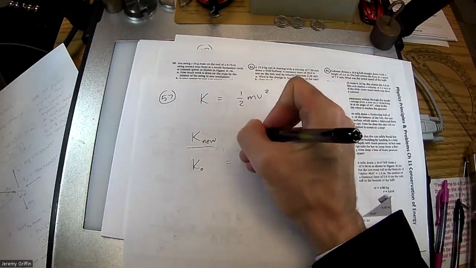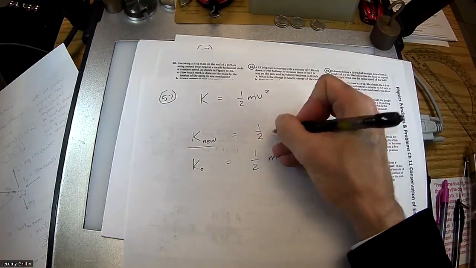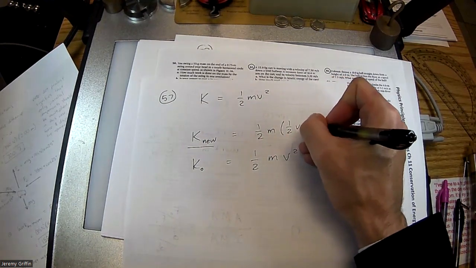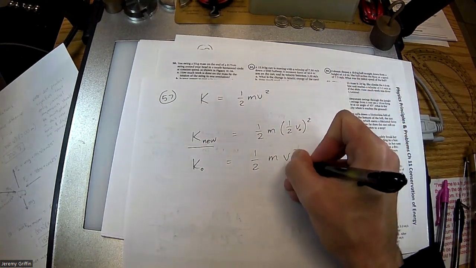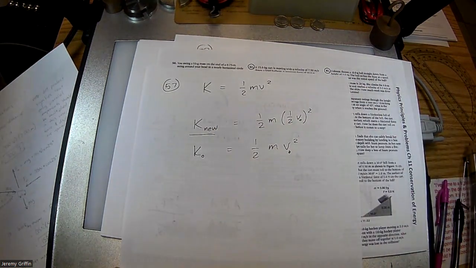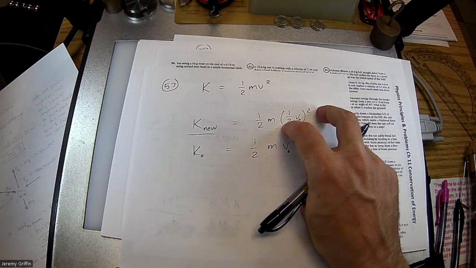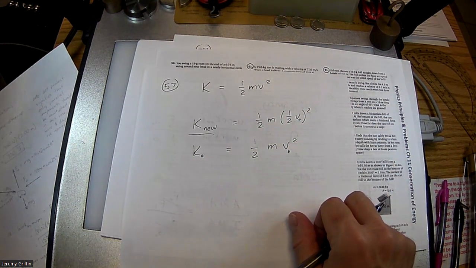And let's say the new kinetic energy is 1/2, the same, the mass is the same, but now he's going to have half of his original speed squared. Guys, what's 1/2 squared? It's a quarter. I bet he's only going to have a quarter of the kinetic energy that he started with.